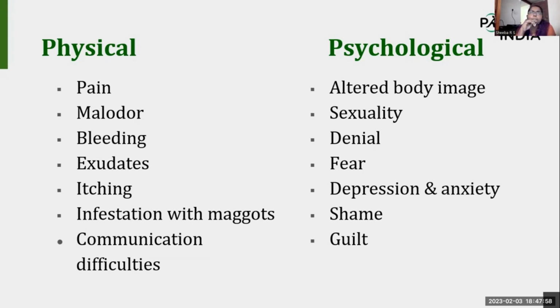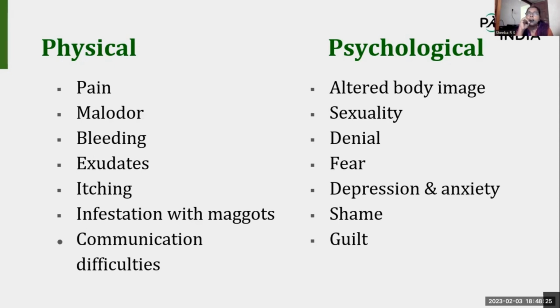And exudate. A lot of exudate will be there in the cancer wound because of hyperpermeability of the blood vessels within the tumor. That can cause dilatation again, and a lot of exudate will be coming out. Itching will be there. Infestation with maggots: sometimes maggot formation will be there.